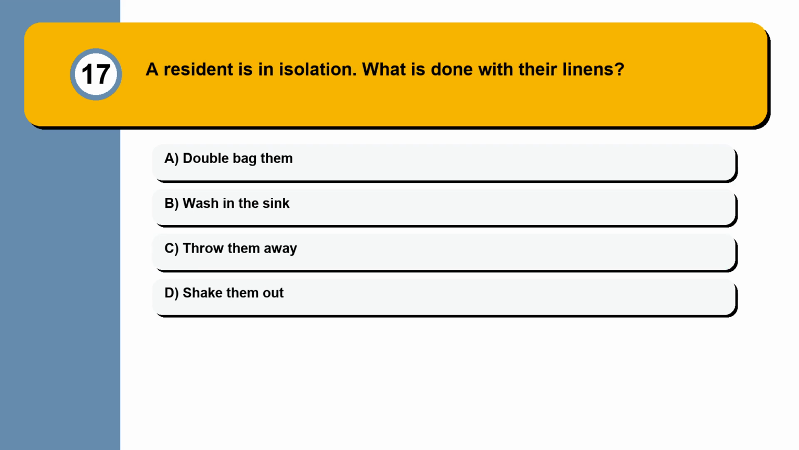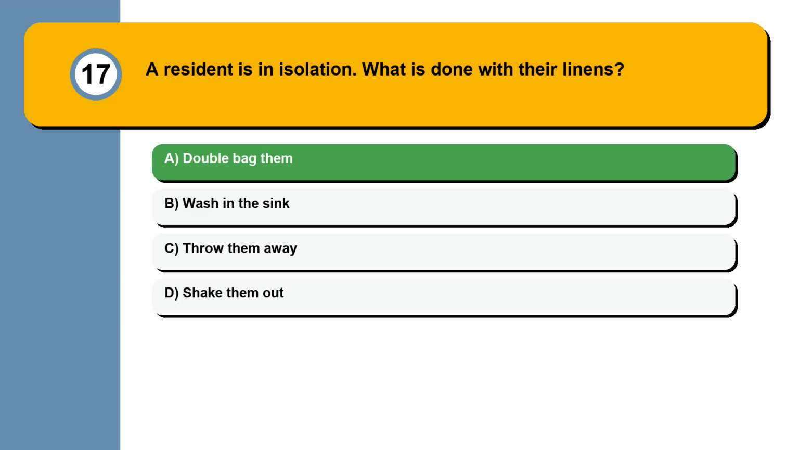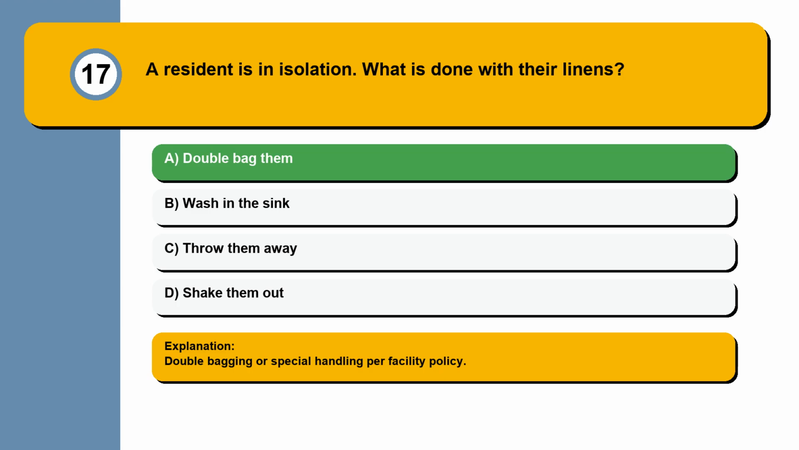Question 17. A resident is in isolation. What is done with their linens? Double bag them. Wash in the sink. Throw them away. Shake them out. Double bagging or special handling per facility policy.